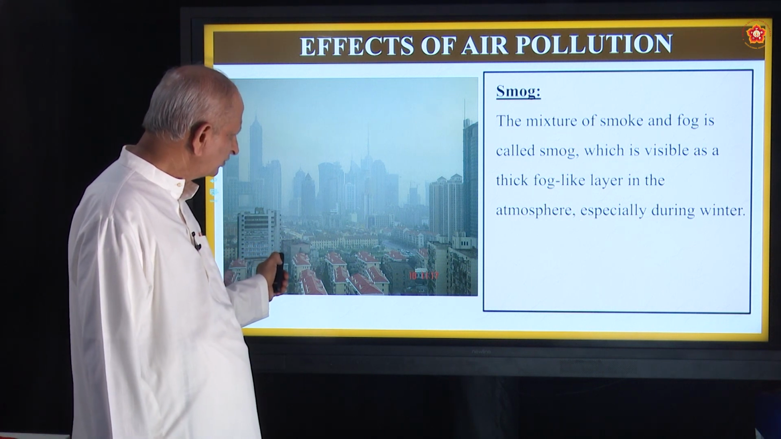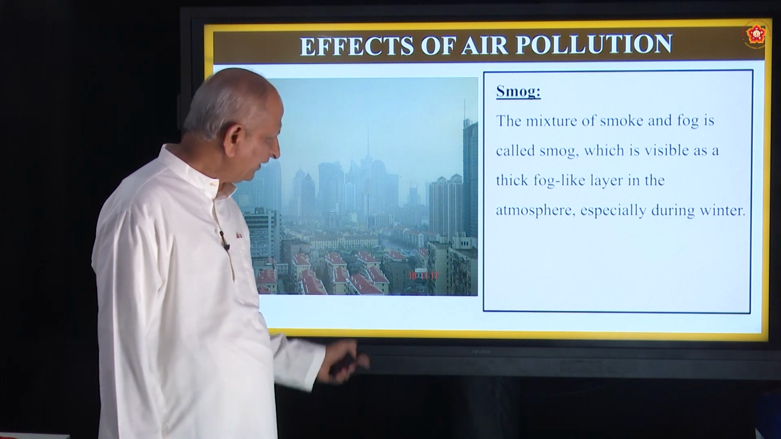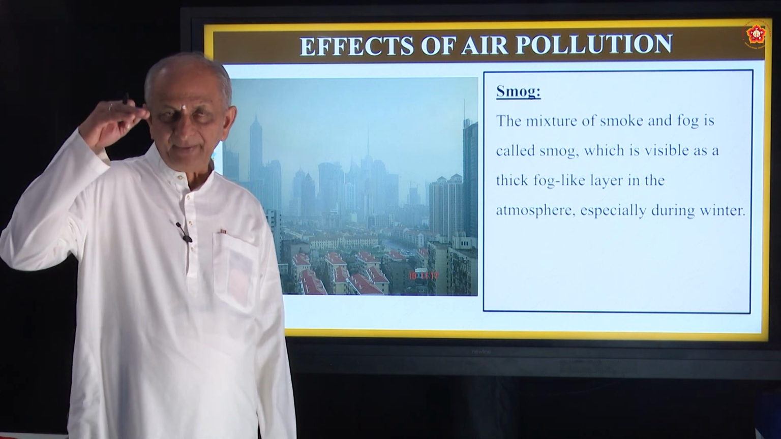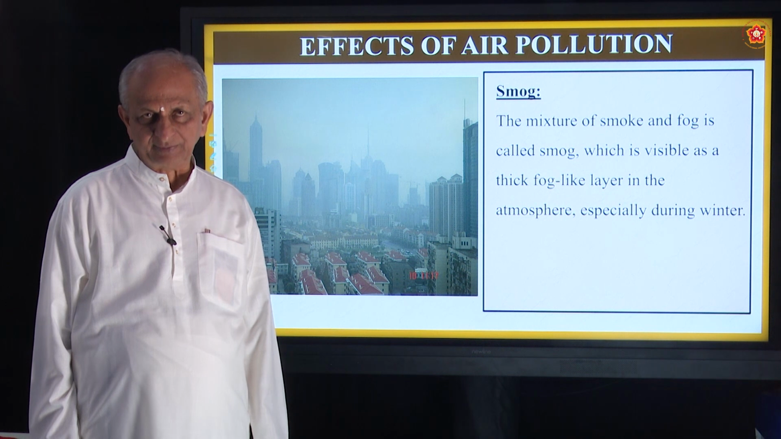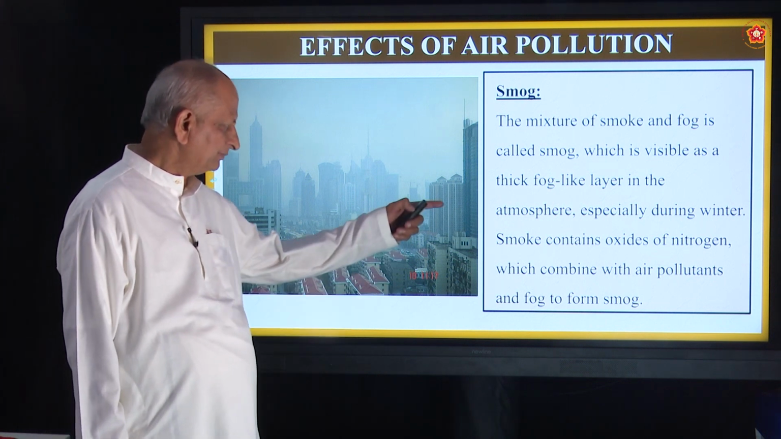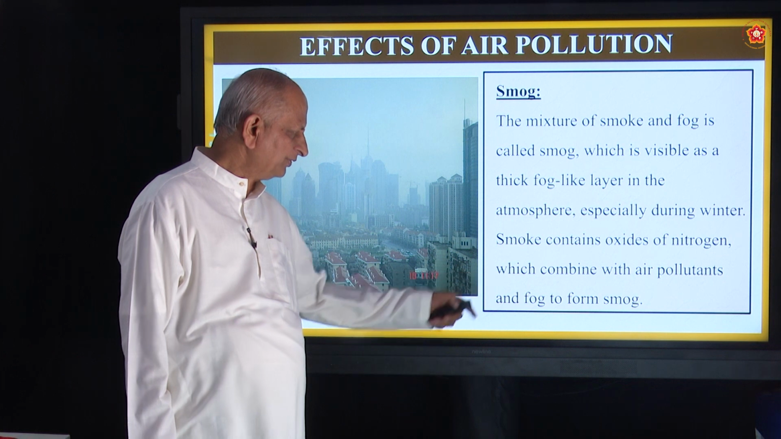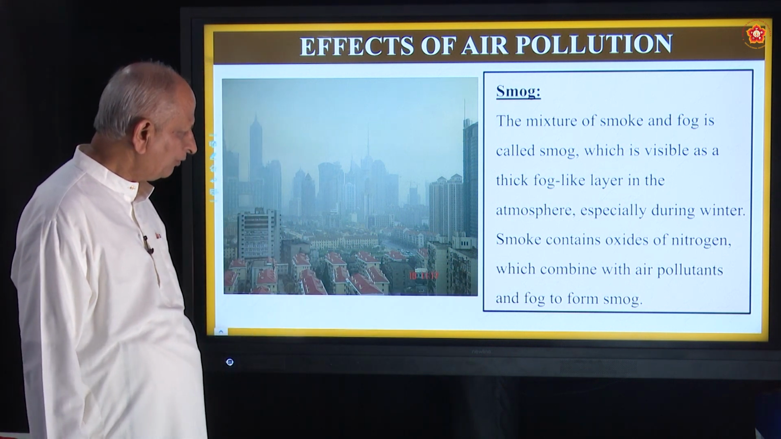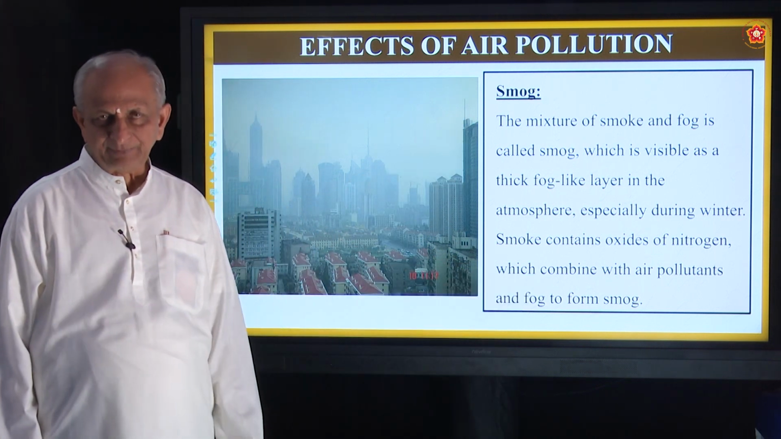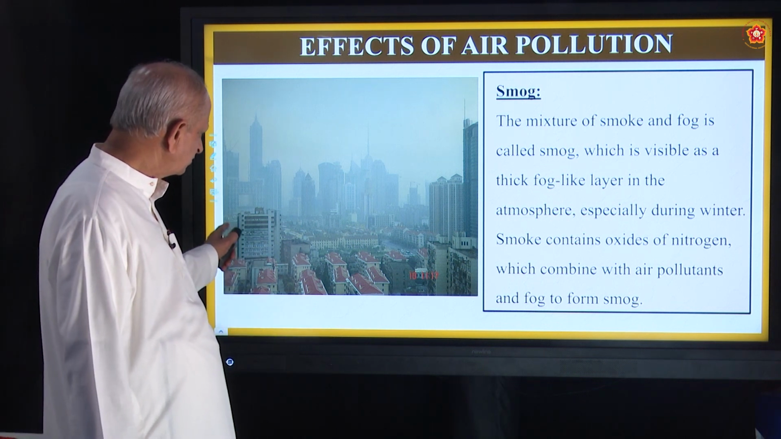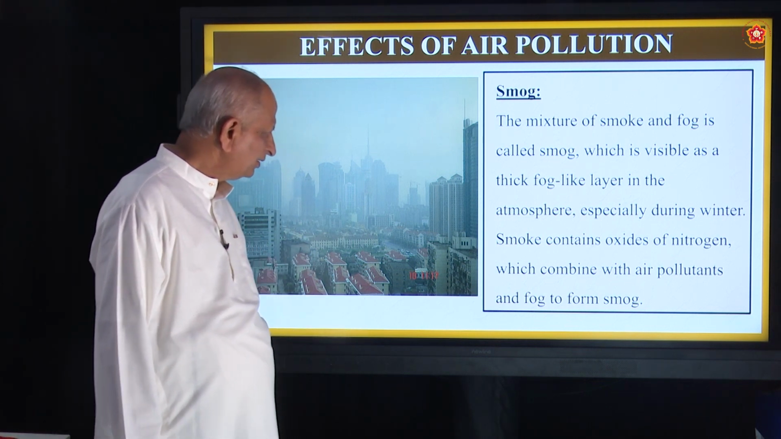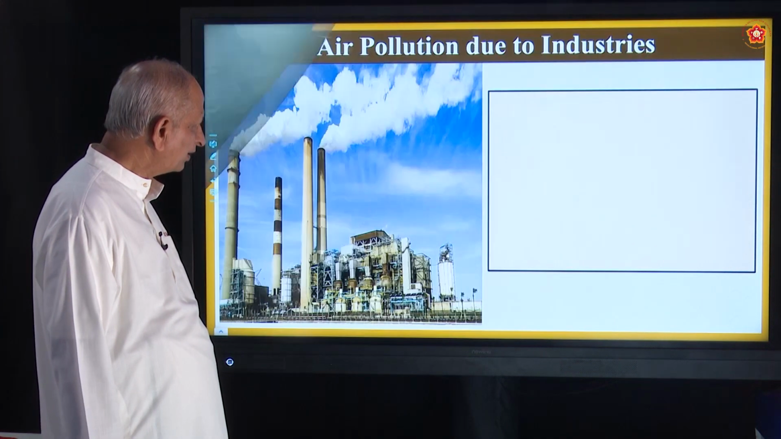Where do you get smoke? Smoke will come out of the factory or of the vehicles. And where do you get fog? Fog is due to the depression in the atmosphere. In the early mornings especially, you get fog. And during winter, there is a lot of fog. So smoke contains oxides of nitrogen which combine with air pollutants and fog to form smog. So smoke plus fog becomes smog, especially in the early mornings. Okay. So there will be fog here, there will be smoke produced by the vehicles and also factories and so on. These two combined will form what is called smog.